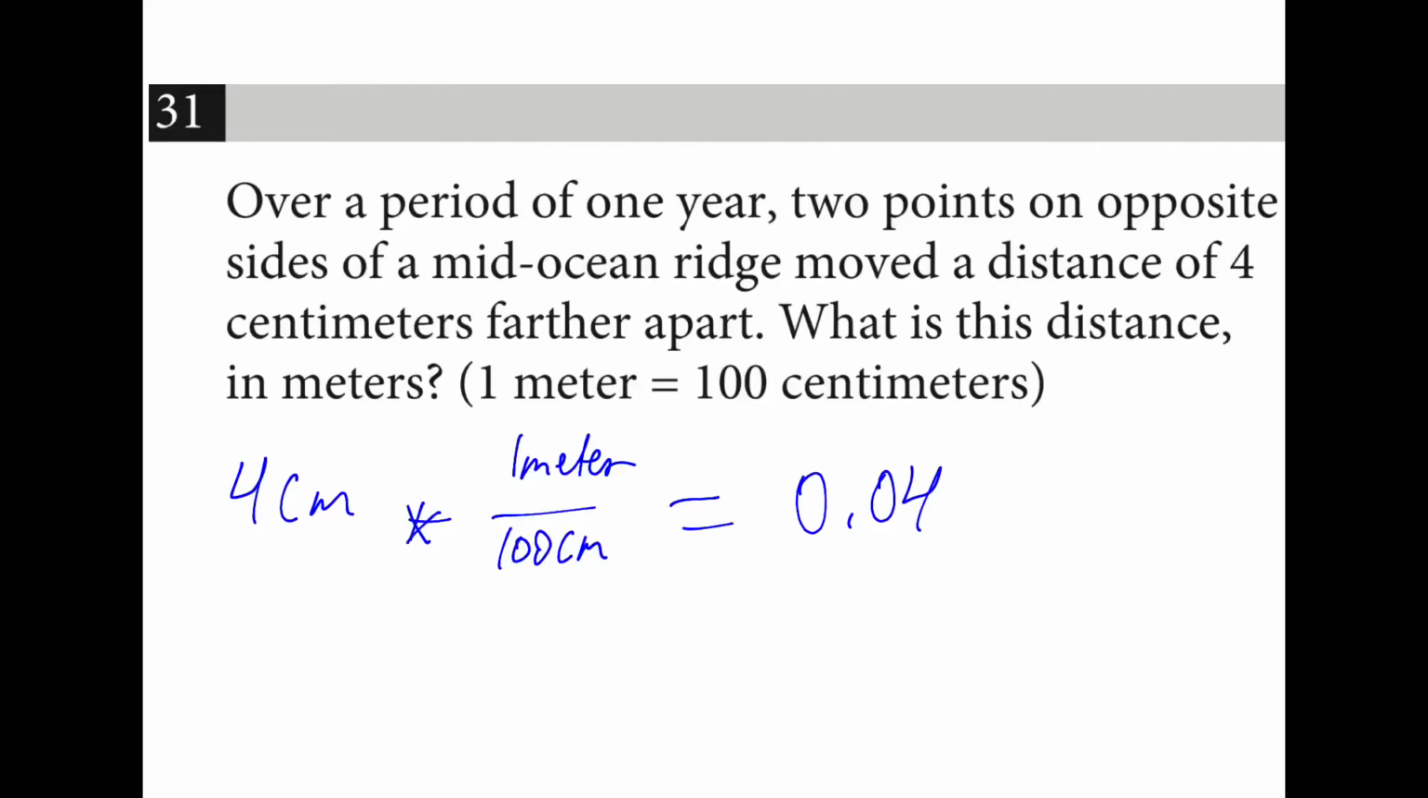4 centimeters multiplied by a conversion factor of 1 meter per 100 centimeters gives you 0.04.